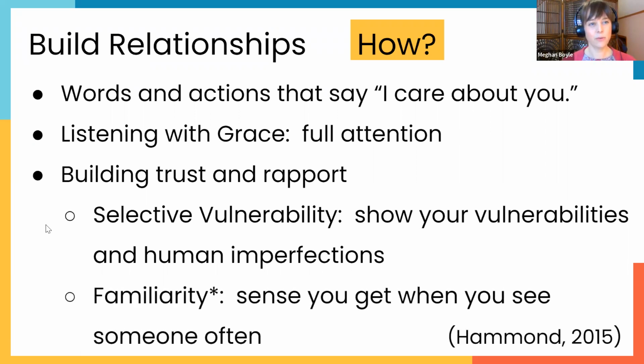So now another way in which we can build relationships through building trust and rapport is through something Hammond calls familiarity. And there's a little asterisk here because I said that you can do a lot of this relationship building through standard student-teacher interactions. Familiarity might be one in which you have to go a little bit above and beyond. But this just means getting that sense of familiarity you get when you see someone often. And so this might be when you encounter learners outside the classroom, in the hallway, or in the community, like in stores or at festivals.